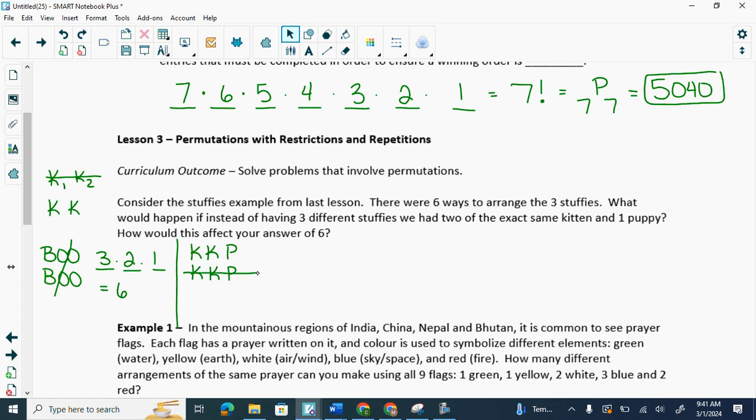They're not different, correct? What else could we do? Kitten, puppy, kitten. I'm going to swap those kittens again. Kitten, puppy, kitten. Oh, they're not different. Right? What else could I do?